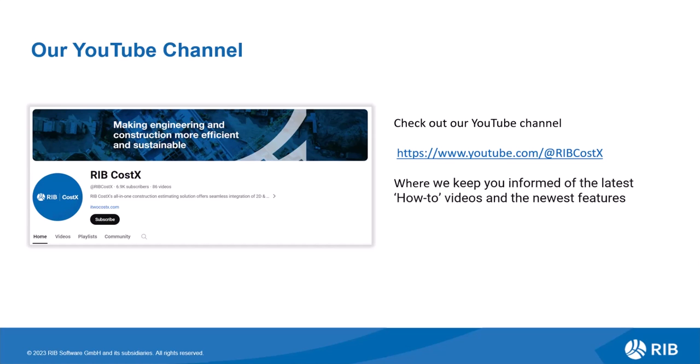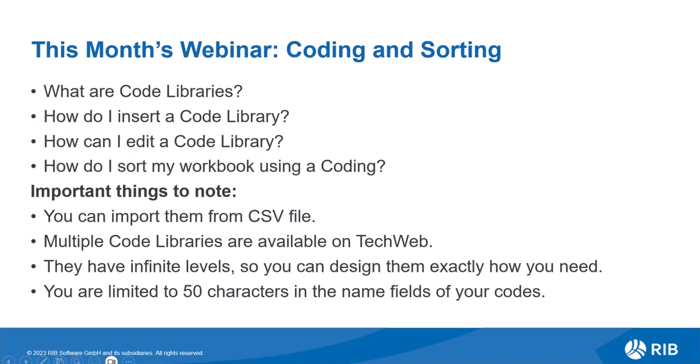Now, this month's webinar, as previously mentioned, we will be reviewing coding and sorting. Firstly, let's talk about what we mean by coding and sorting. So this is essentially a way in which we can follow a code structure, like a standard method of measurement, for example, and sort our workbook in a way that follows this structure. We do this using code libraries.